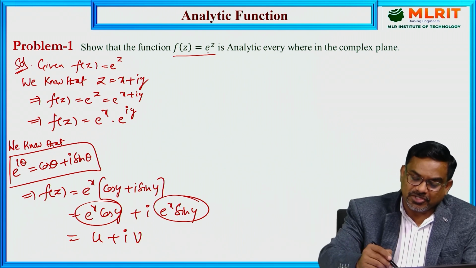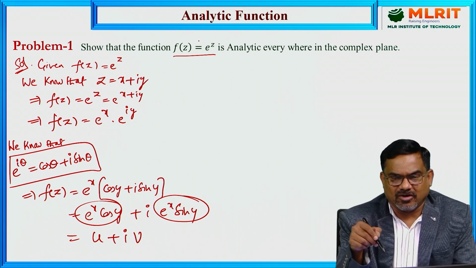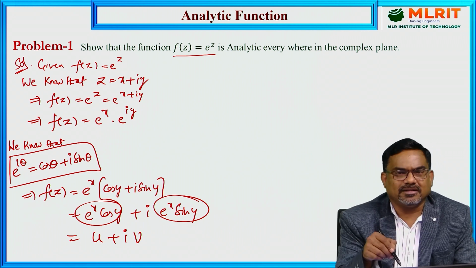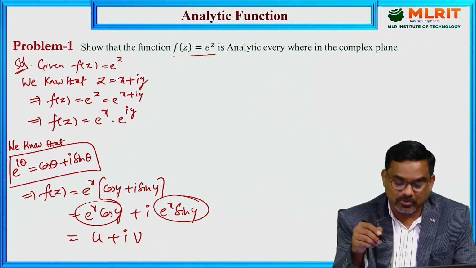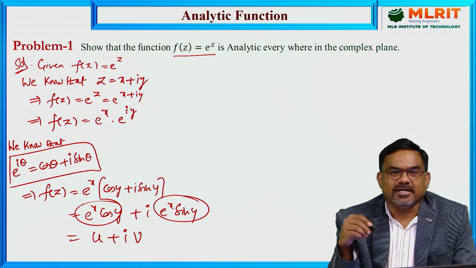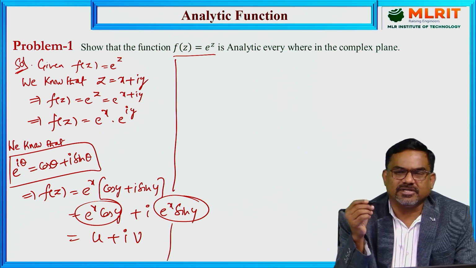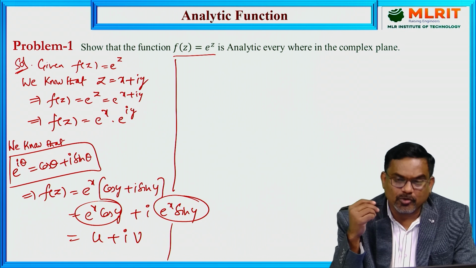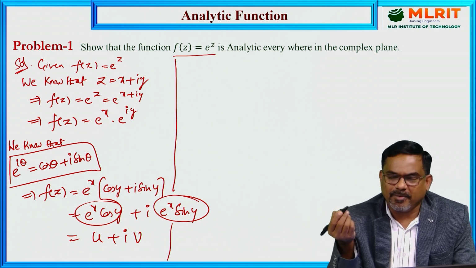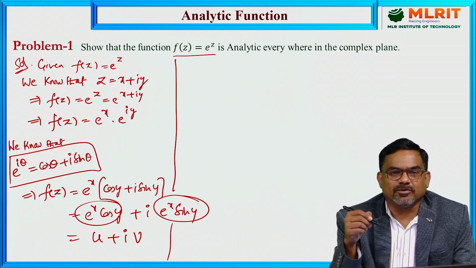Now, to check whether the function is analytic or not, or to prove that the function is analytic, we need to prove that u and v satisfy CR conditions. Now, what are those CR equations or CR conditions? ∂u/∂x equals ∂v/∂y, ∂u/∂y equals minus ∂v/∂x.